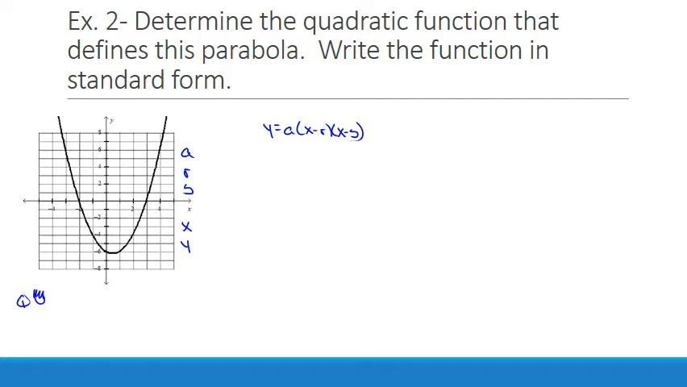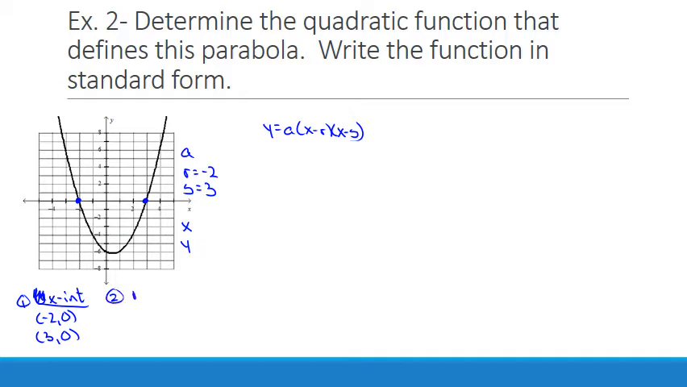So I need my X intercepts. Here is one of them, so negative 2, 0. Let's see, here's another one, that would be positive 3, 0. So R can be negative 2, S can be 3. That is interchangeable. I could have made R 3 and S negative 2.